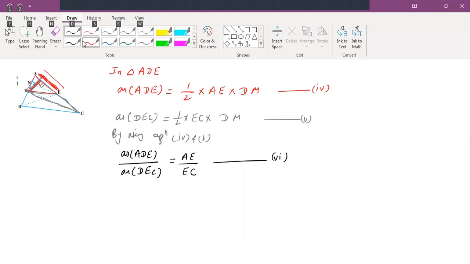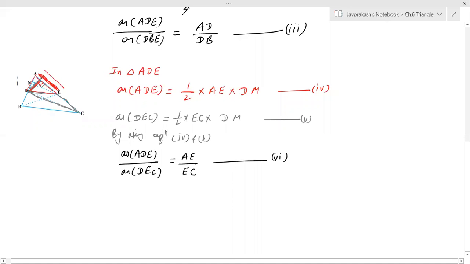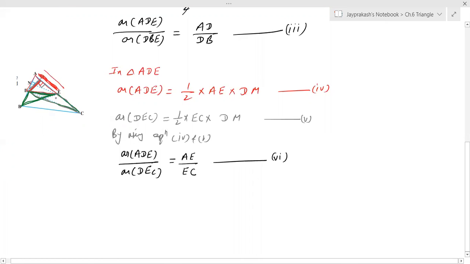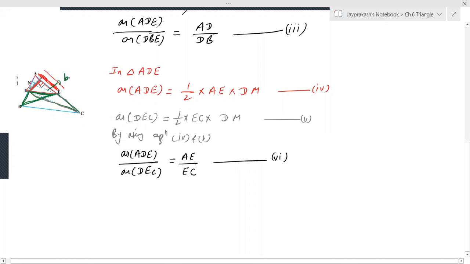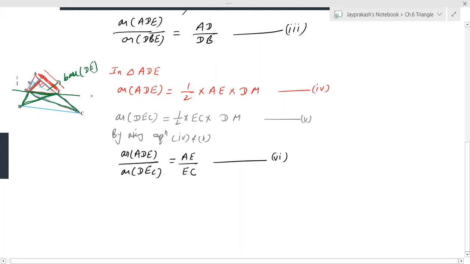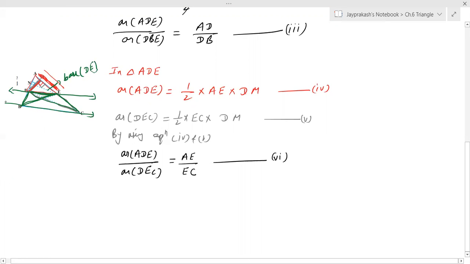Now if you look at the figure, we can simply say that triangle DBE, this triangle, and the second triangle DCE are on the common base DE. D is common in both the triangles, so we can consider DE as a common base. Now earlier we have written that DE, this line, is parallel to BC.